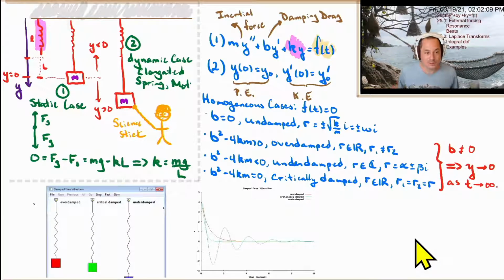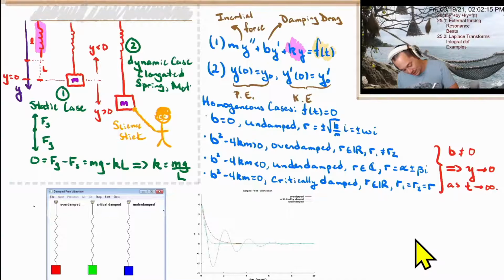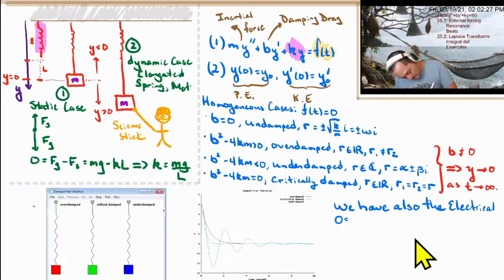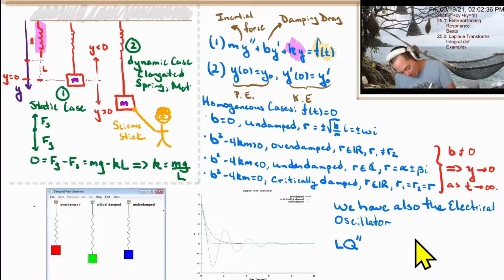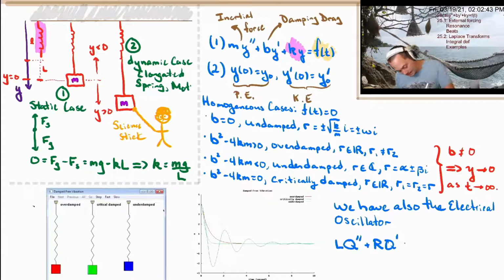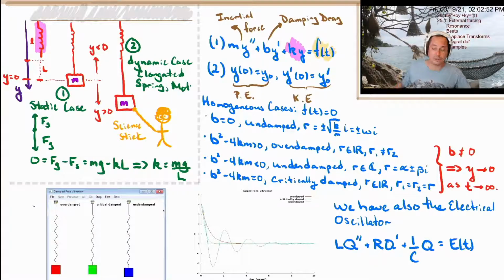Okay, so this is what we've been talking about, and right now I would like to mention that this system is equivalent to the electrical oscillator, which is L, standing for inductance, times the second derivative of charge with respect to time, plus resistance times the first derivative of charge with respect to time, plus 1 over capacitance times charge, and that's equal to some sort of external voltage source that you could apply to the system.